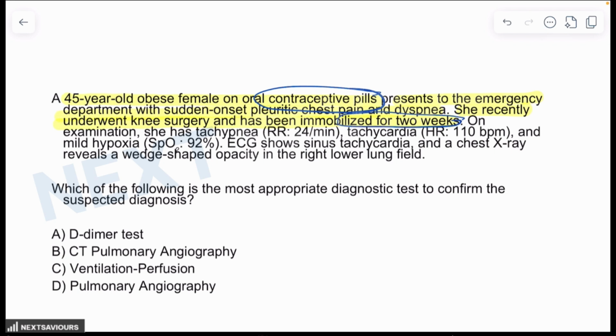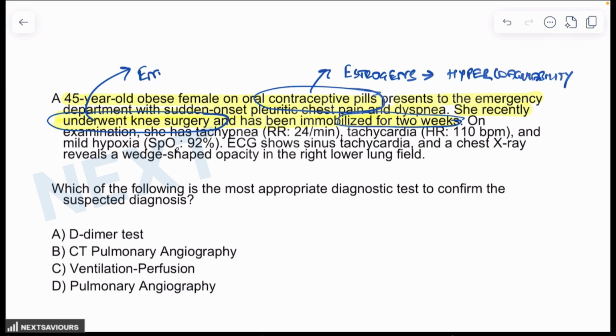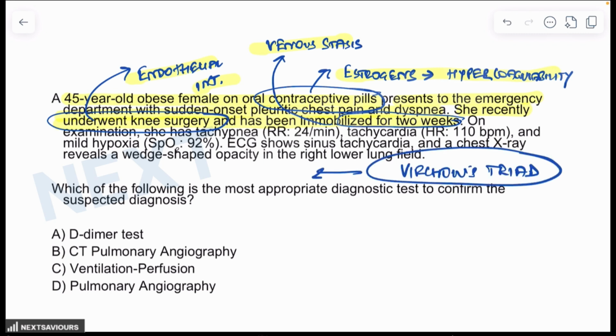So, if you look at these three particular characteristics: the presence of oral contraceptive pills in the question means the estrogens in the OCP increase the risk of hypercoagulability. Then, knee surgery is indicative of endothelial injury, and being immobilized for 2 weeks is suggestive of venous stasis. So when you combine all three of them, what are these? These are the features of Virchow's triad. And Virchow's triad raises the suspicion of pulmonary embolism. So possibly the question we are dealing with is related to pulmonary embolism.